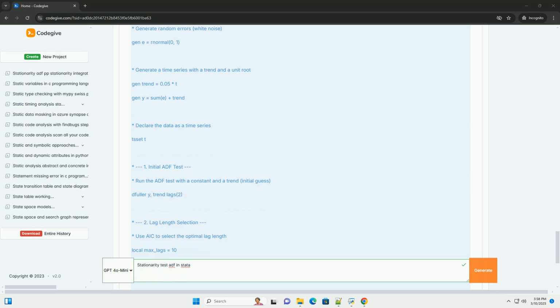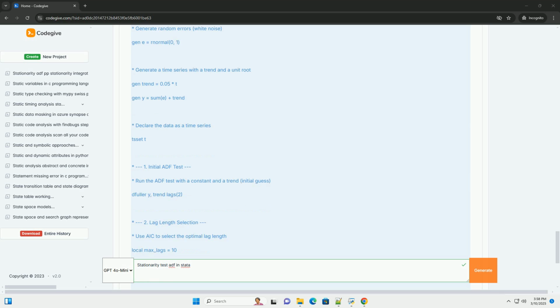Example 2, testing a series with a drift. Here, we've added a drift term, which represents a deterministic trend. The ADF test in this case includes a constant term to account for this drift. Example 3, testing a series with a trend. In this example, we include both a constant and a time trend in the ADF regression.